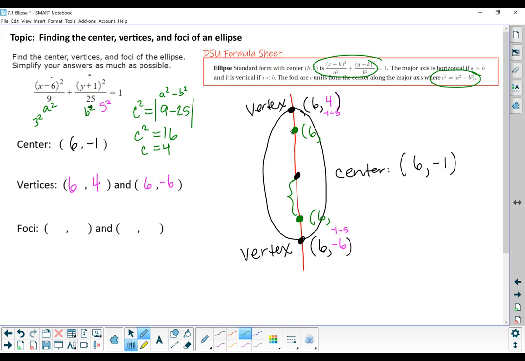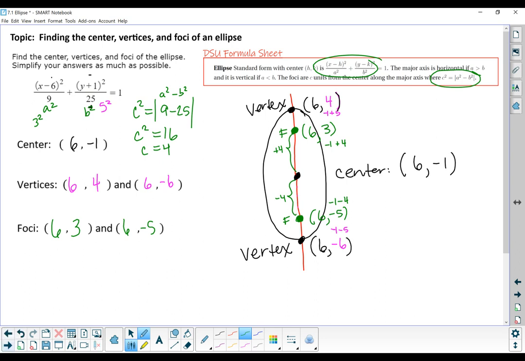So to find this upper focus, the coordinate is 6, and then negative 1 plus 4. That puts it at 6, 3. And then our lower focus is negative 1 minus 4. It's 4 below the center. So this would be 6, negative 5. Okay, so that one's finished.